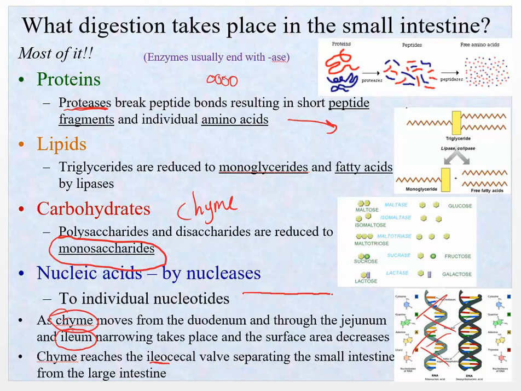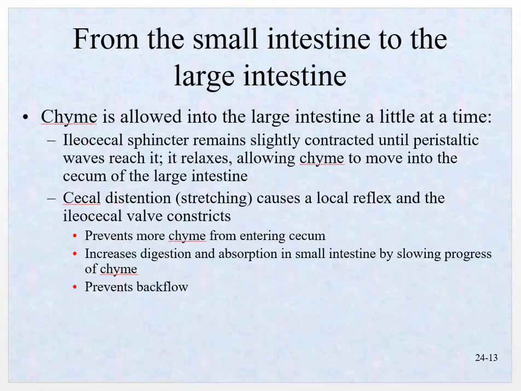And then you get to the cecum of the large intestine. There's a little appendix that sits there. All right, so chyme reaches the ileocecal valve. There's a valve right there between the ileum of the small intestine and the cecum of the large intestine. It's a sphincter, separating the small intestine from the large intestine. So I guess that's where we are. We're moving from the small intestine to the large intestine, just moving right along.